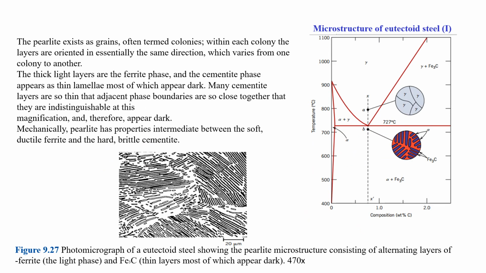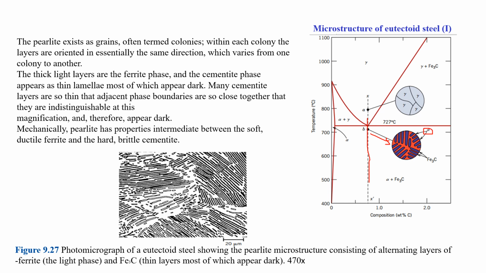The microstructure of eutectoid steel is termed pearlite, which is shown at point B. The austenite is decomposed into alpha ferrite and iron carbide at this line XX'. So this is the pearlite. We see the alternating layers of ferrite and iron carbide regions. We call it a lamellar structure. The pearlite exists as grains.